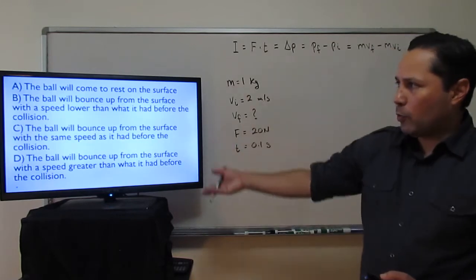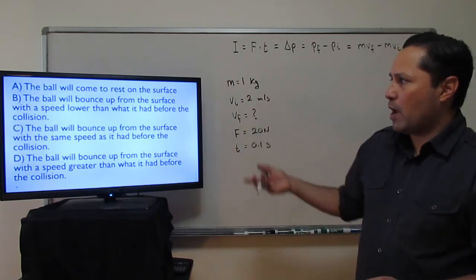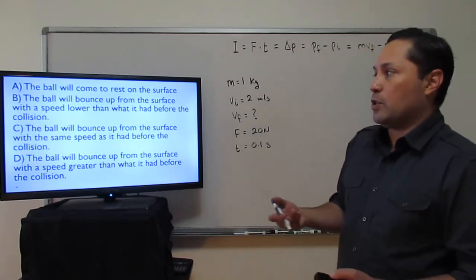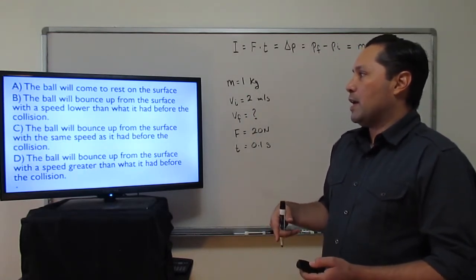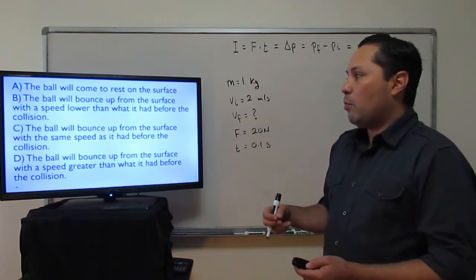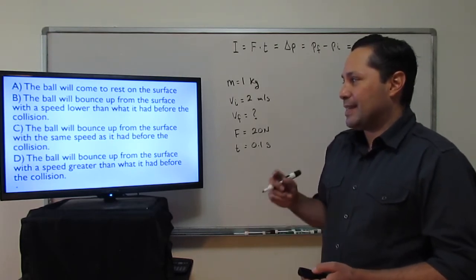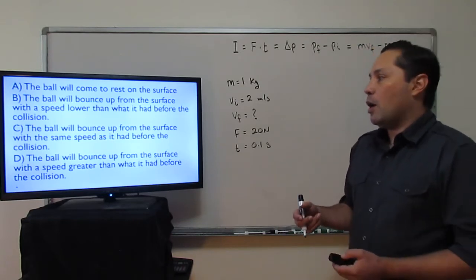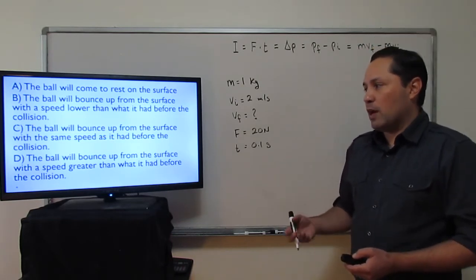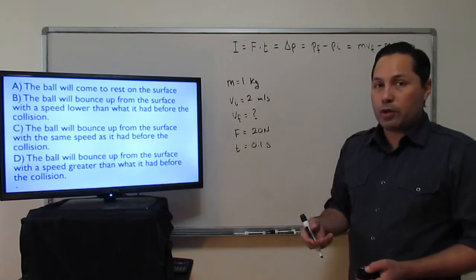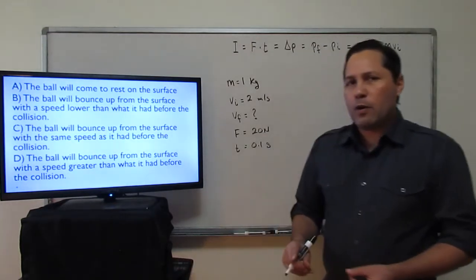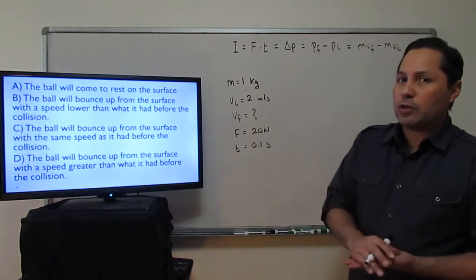All right, and we got our 4 predictions right here. It says the ball will come to rest on the surface. The ball will bounce up from the surface with a speed lower than what it had before the collision. The ball will bounce up from the surface with the same speed as it had before the collision, and the ball will bounce up from the surface with a speed greater than that it had before the collision. So those are our 4 options. So let's go ahead and figure out what will be the final velocity after the collision.